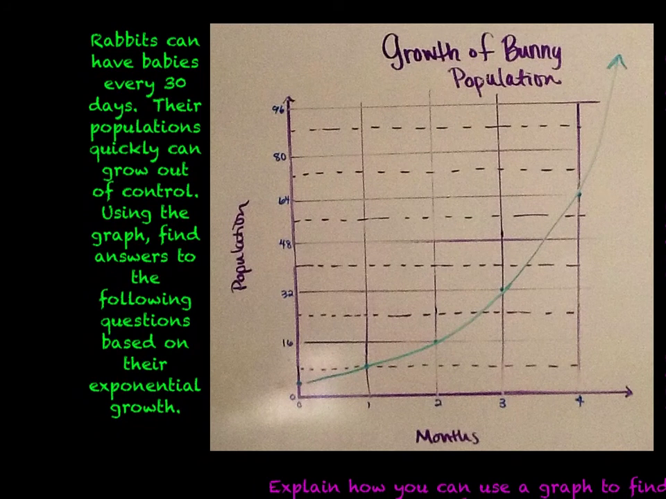I looked up on the internet and found out that rabbits have what's called a gestation period of 30 days. That means every 30 days they can have babies. And based on that, rabbit populations can essentially grow out of control very quickly. And there are actually some islands in the Pacific that have issues with that. So rabbits can have babies every 30 days, and their populations can quickly grow out of control.